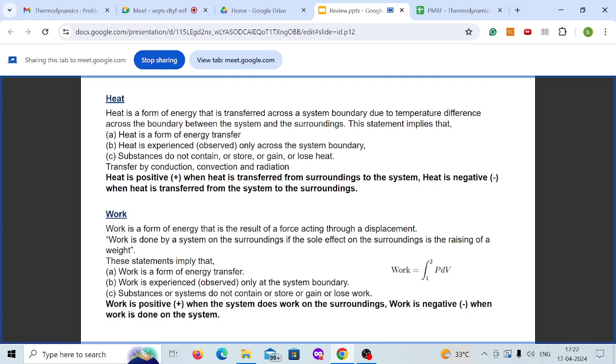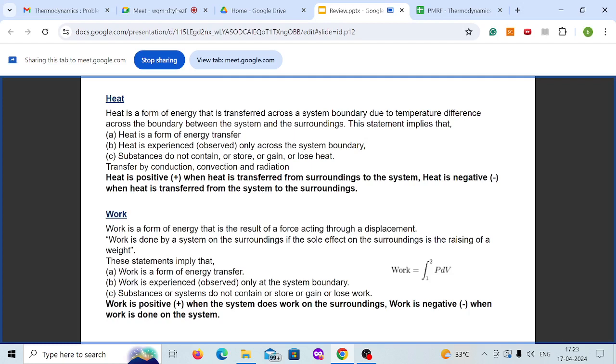The important thing is the sign convention. We assume that heat is positive when heat is transferred from the surrounding to the system, and we consider heat negative when heat is transferred from the system to the surrounding. So whatever system you are studying, if it receives heat, we consider that positive, and if it rejects heat, we consider that negative.